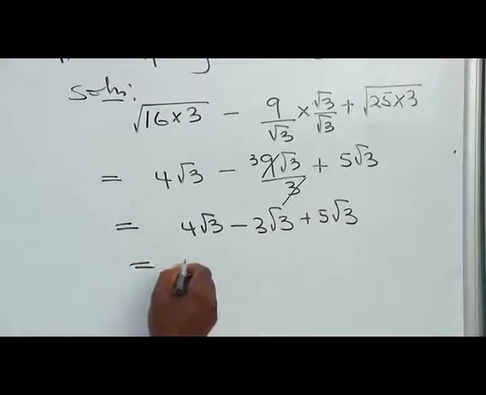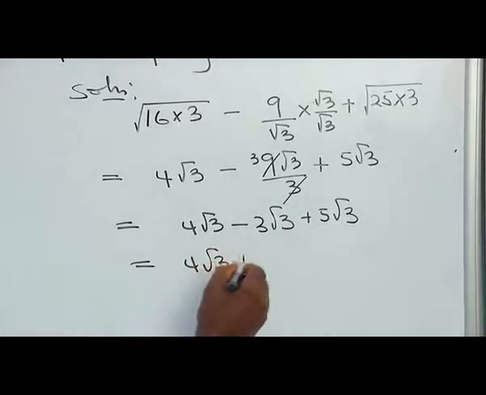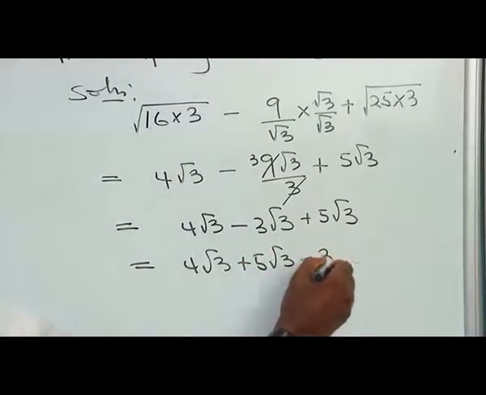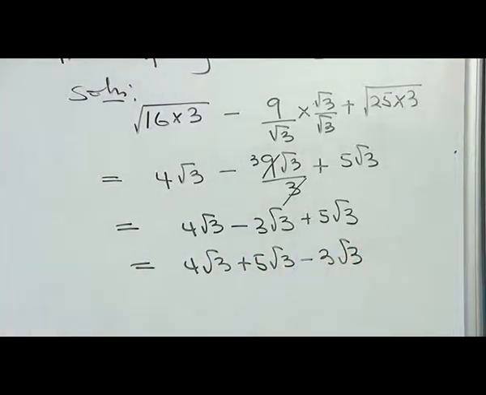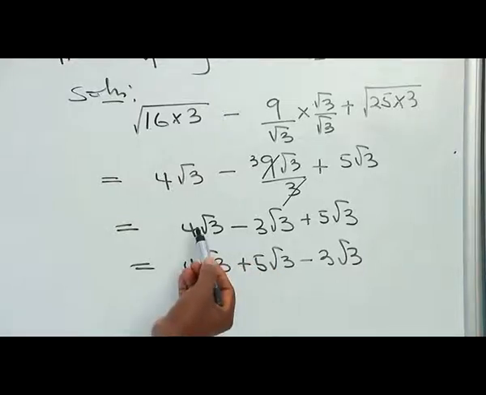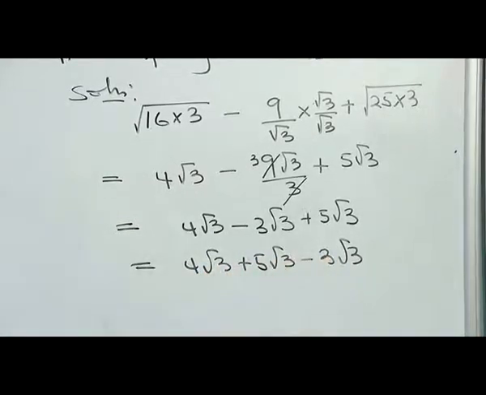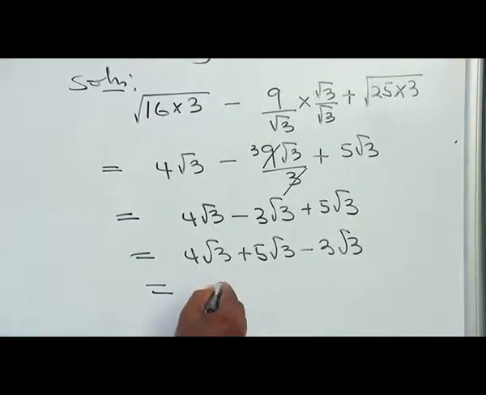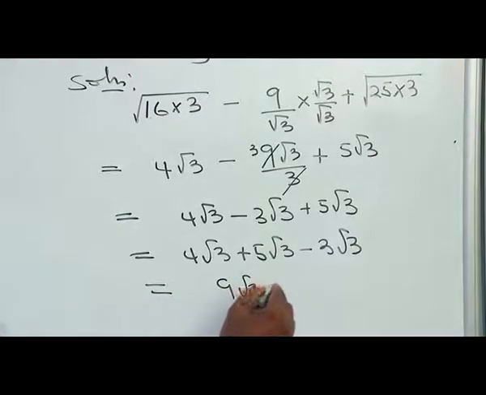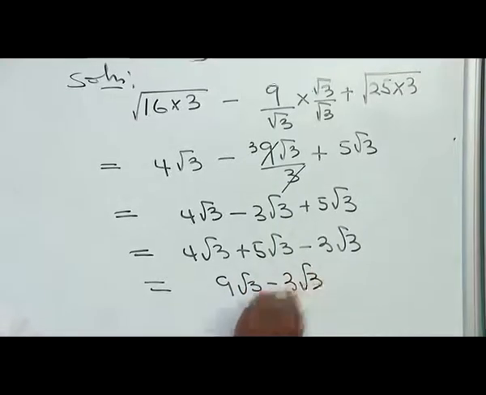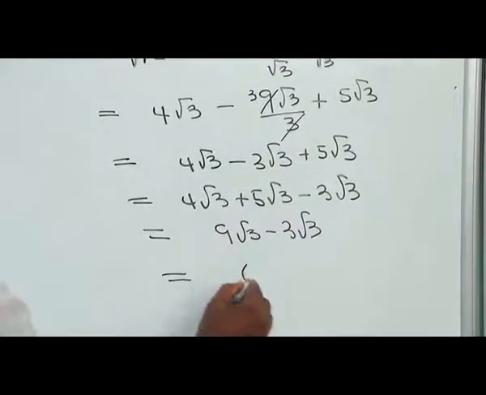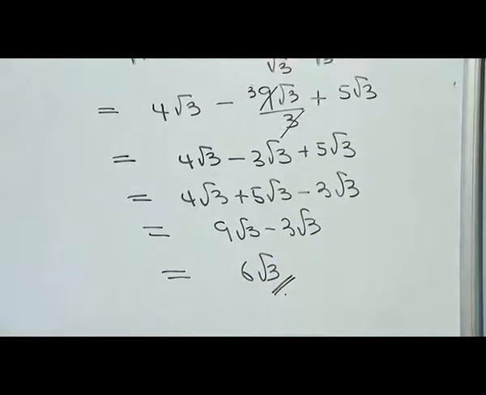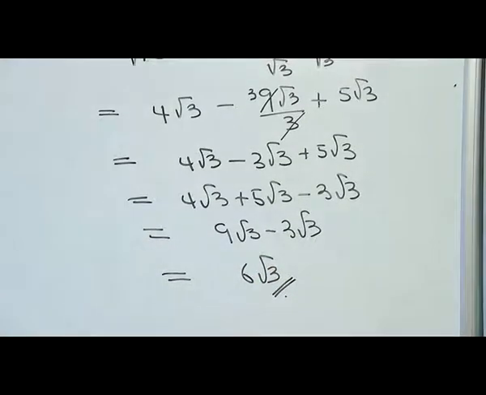So this becomes 4 root 3 plus 5 root 3 minus 3 root 3. You can also subtract this from this and you have root 3 and add it to the same process. Now this will become 9 root 3 minus 3 root 3, and eventually this will give you 6 root 3. And that is the solution to the simplification of that problem.